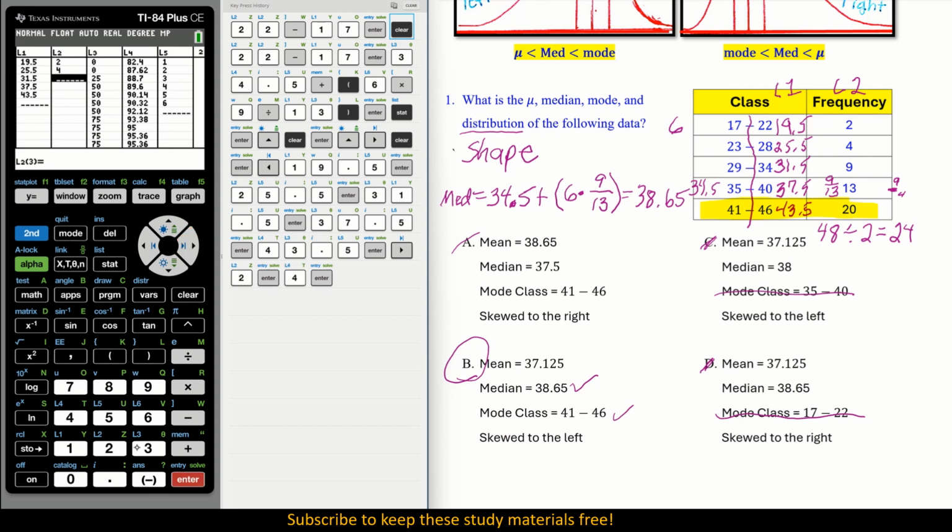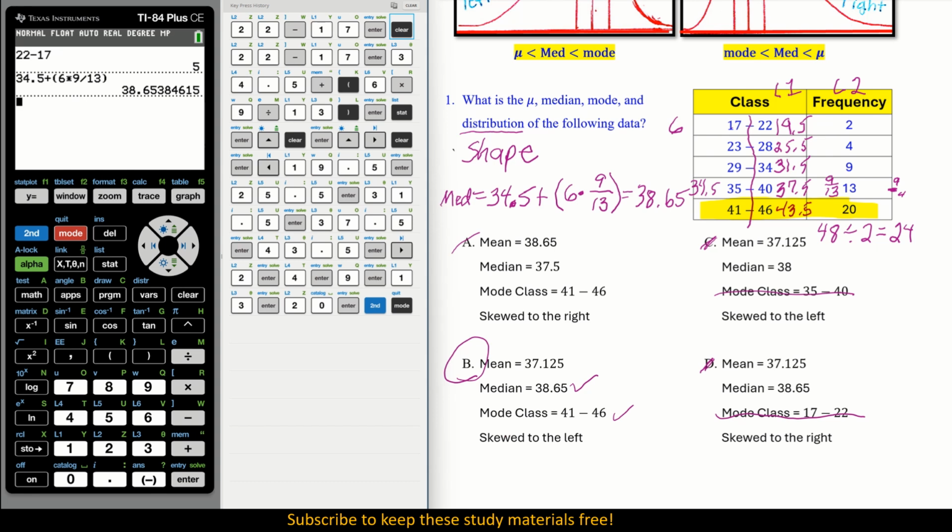Okay, then let's go over and let's enter our frequencies. 2, enter, 4, enter, 9, enter, 13, enter, and 20, and make sure they are even. I got it. Great. Now I like to back out because sometimes it adds to your list and then it messes stuff up. So I back out all the way.